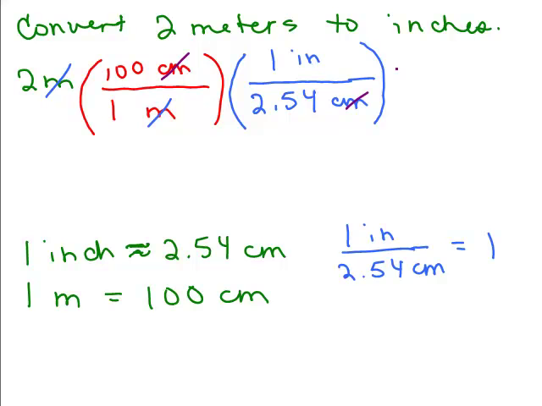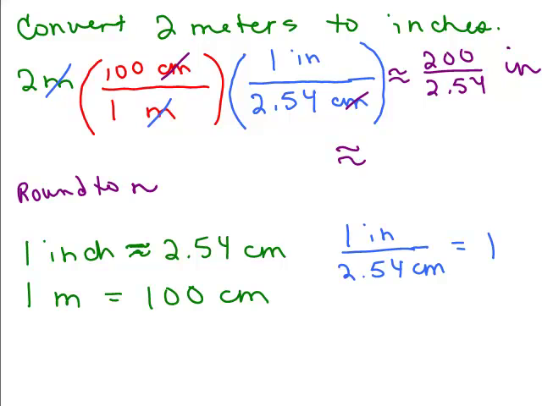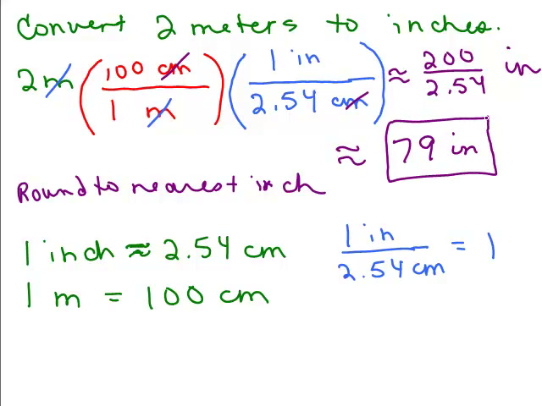So I end up getting, and it's an approximation, so I'm going to use squiggly lines, 2 times 100 inches, or 200, over 2.54, which is all I have in the denominator. My answer is going to be in inches. And now let's go ahead and use a calculator. And how about round to the nearest inch? Okay, so for this problem, go ahead and get out your calculator and try it. In my calculator, I have 78.740 blah, blah, blah. So that's going to round to 79 inches. It's approximately 79 inches.